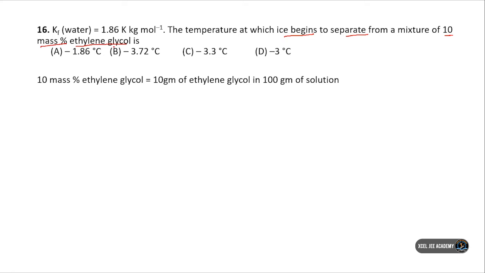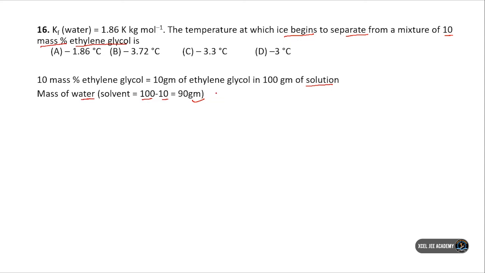10 mass percent of ethylene glycol means that 10 gram of ethylene glycol is dissolved in 100 gram of the solution. So in order to find the mass of solvent, in this case water, that will be equal to the mass of solution minus the mass of the solute, that is 100 minus 10, which is equal to 90 gram.